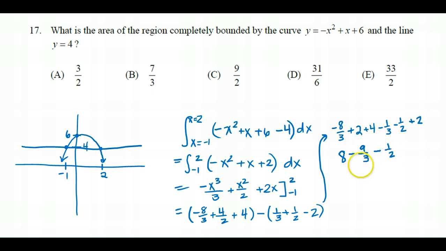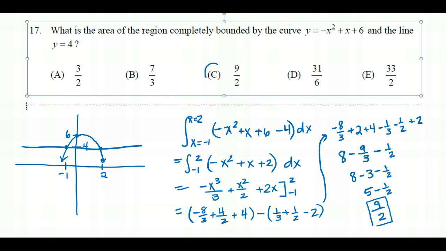So 9/3 is 3. So I have 8 minus 3 minus 1/2. So I have 5 minus 1/2. So that's going to be 4.5, which as a fraction, because my answers are fractions, is 9 over 2. So the answer here is C.